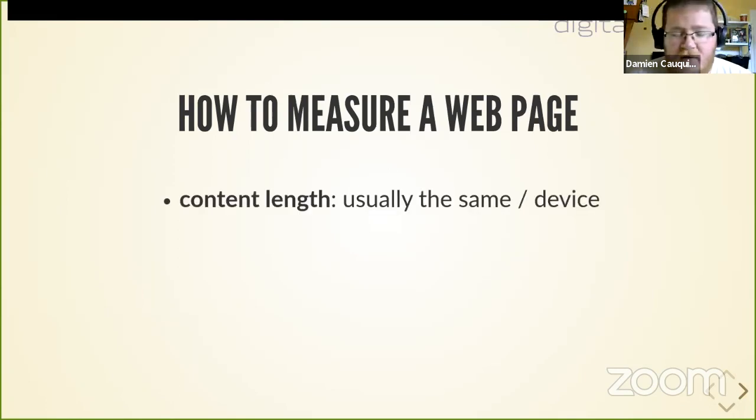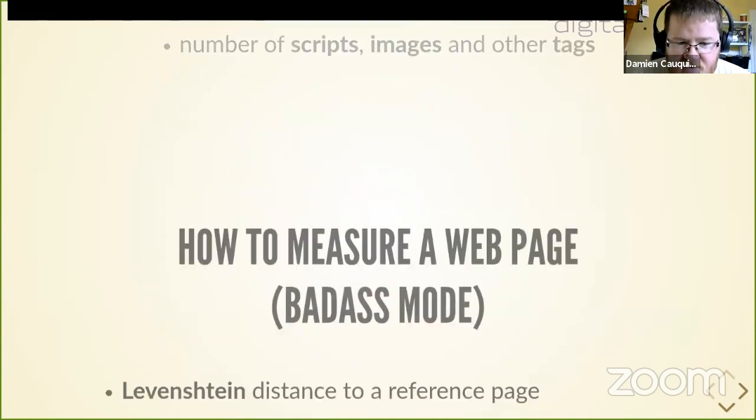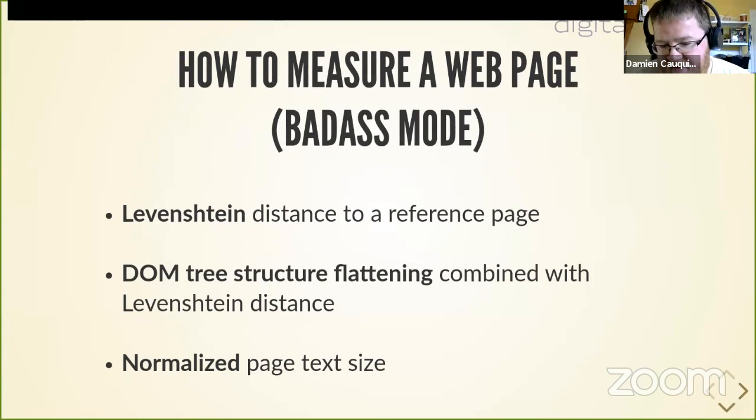So first of all, you can get the content length, which is basically the size of the answer from the remote service. This is usually the same per device if it's an IoT device, but it's not always the case. We can grab the number of headers as well, written by the HTTP service. We can also get the number of scripts, images, and other tags present in the HTML page. And these are easy to get from a web page.